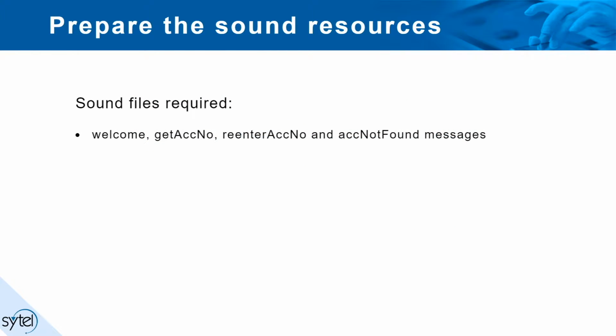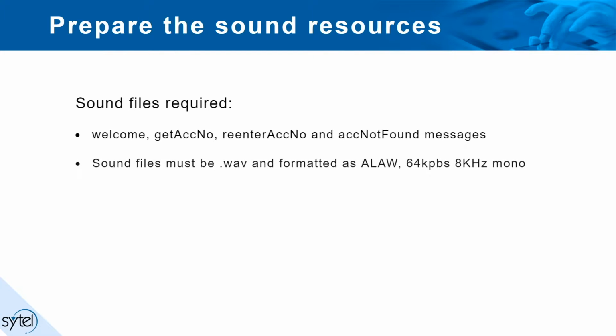Next, we need to prepare the sound files that will be required. In this script, there are 4 recordings required. We'll call them welcome, get account number, re-enter account number, and account not found. These recordings must be created as WAV files and formatted as ALAW 64 kilobits per second mono.